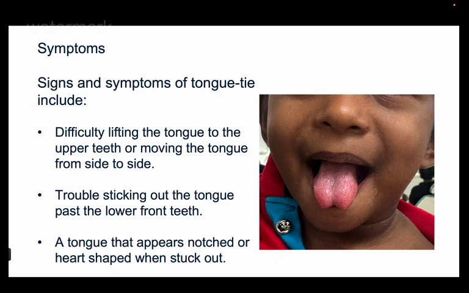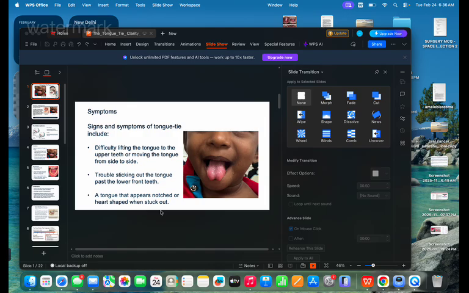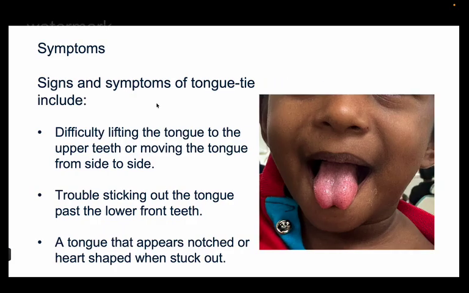So what are the symptoms? The signs and symptoms of tongue tie will be difficulty in lifting the tongue to the upper teeth or moving the tongue from side to side, trouble sticking the tongue out past the lower front teeth, and a tongue that appears notched or heart shaped when stuck out.